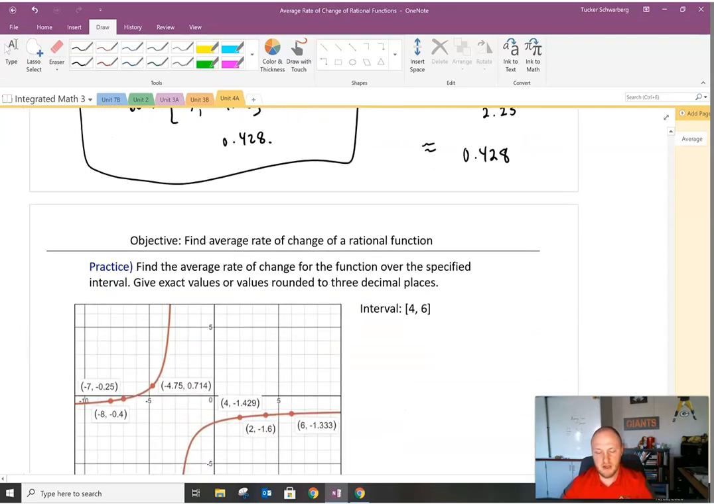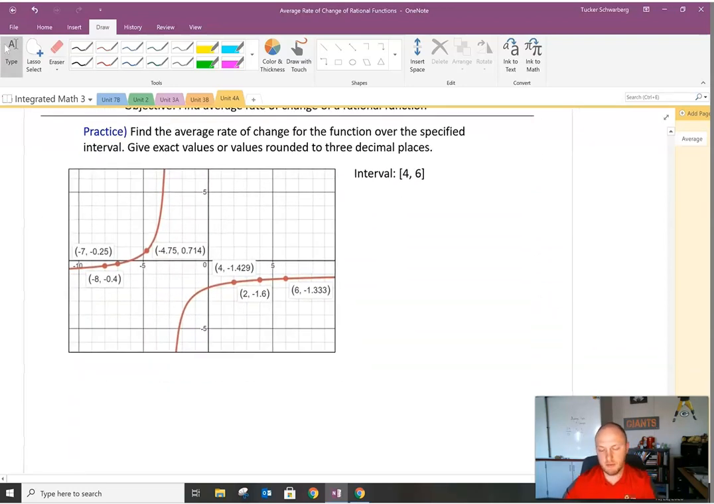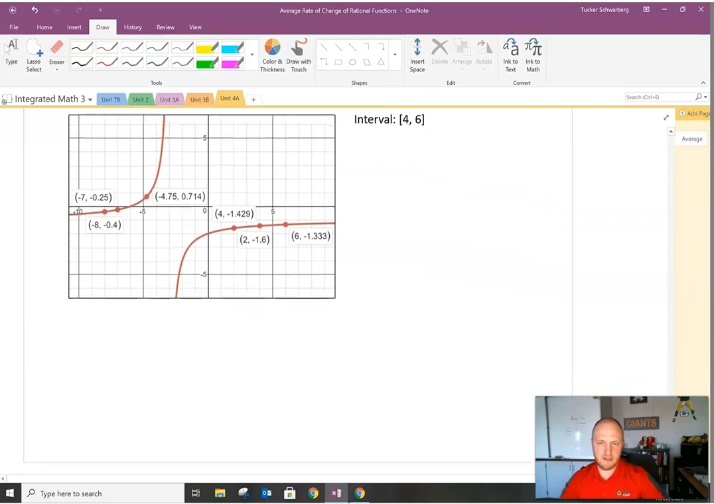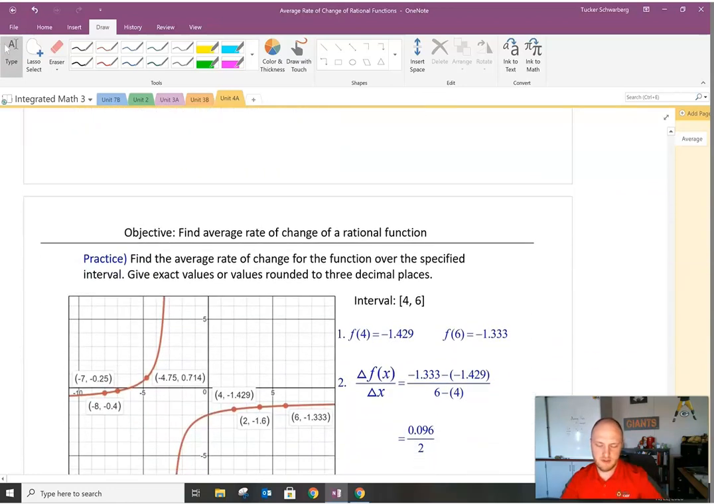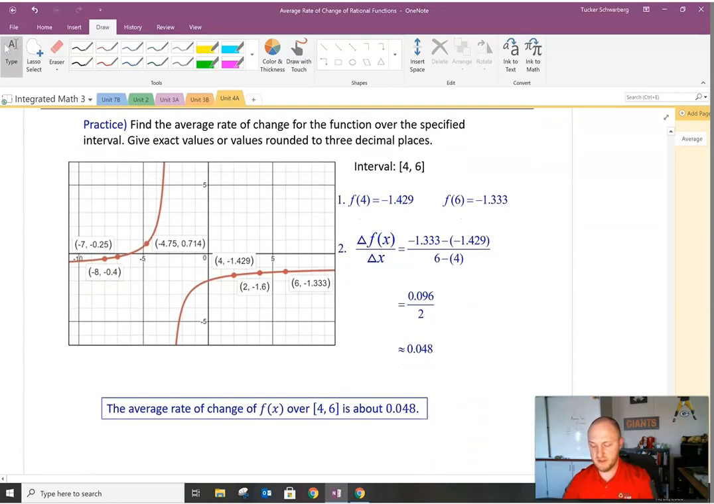Okay, here is the last practice problem. Please pause the video. Go ahead and try this one. All right, hopefully you paused the video. Here is the solutions. You've got to find your function values first from the graph, and then you go ahead and plug them in and evaluate.